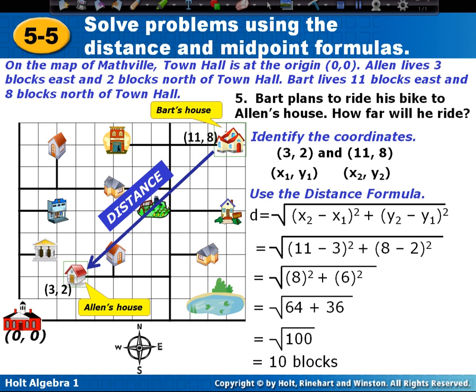But we will, however, need the word blocks here, because anytime you're given a real-world problem and it's giving you units of some sort, you need to make sure and put those units. So here it is 10 blocks from Bart's house to Alan's house. So if Bart plans to ride his bike to Alan's house, he will have to ride 10 blocks. Make sure you have all that written before you move on.